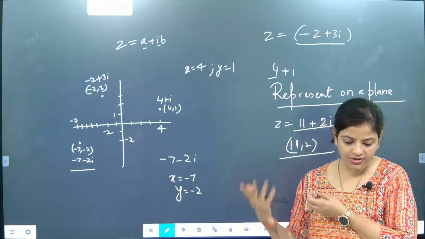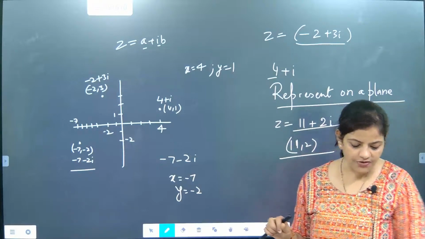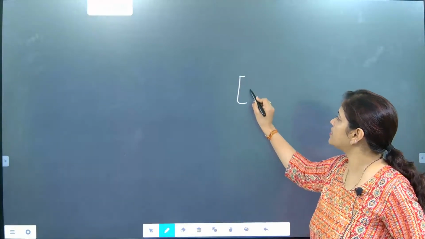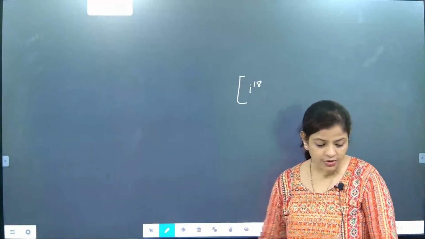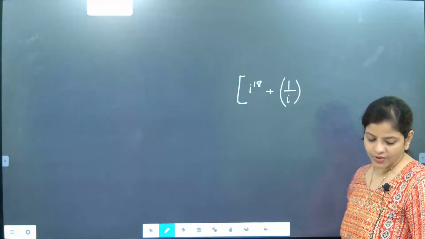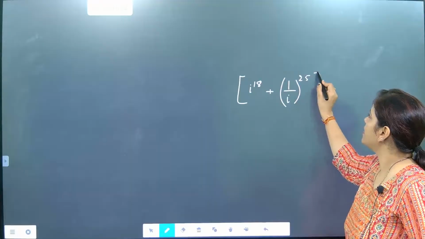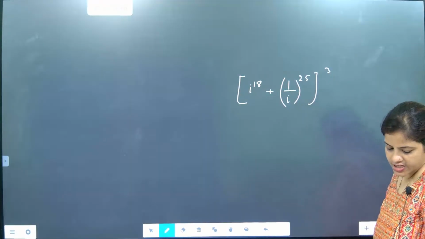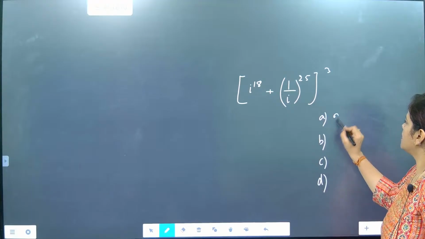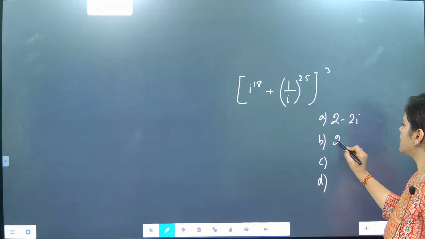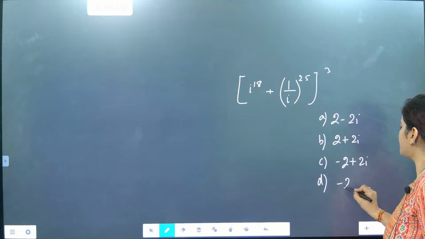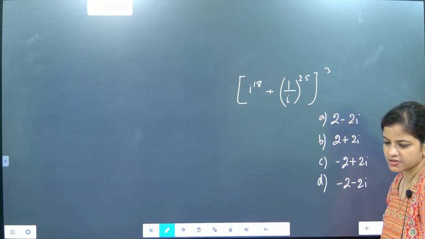Now one question is there. Let's solve it and bring the answer. This is not at all a tough question. i to the power 18 plus 1 by i plus 1 by i to the power 25, and 3 is there. What can be the expected answer? The options are 2 - 2i, 2 + 2i, -2 + 2i, -2 - 2i. Come on, solve this.